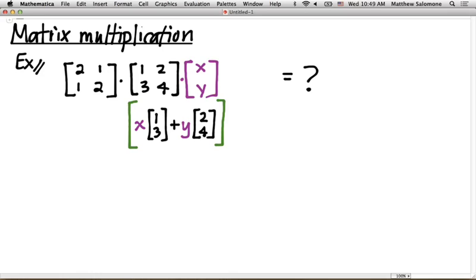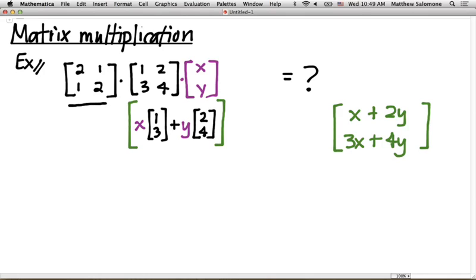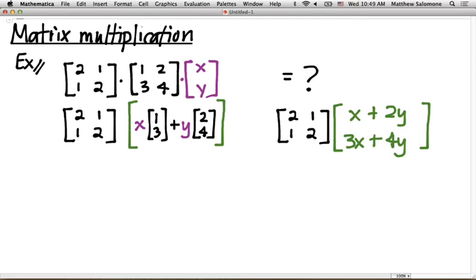So we can look at this from a couple different perspectives. So over here, let's actually simplify this. X times 1, 3 plus y times 2, 4 ends up being x plus 2y and 3x plus 4y. And then the last step here is we've got to multiply by the 2, 1, 1, 2 matrix. So I'm going to do that in both places here. Let's do it on the right-hand side first.